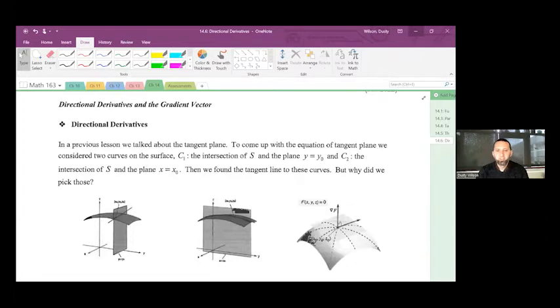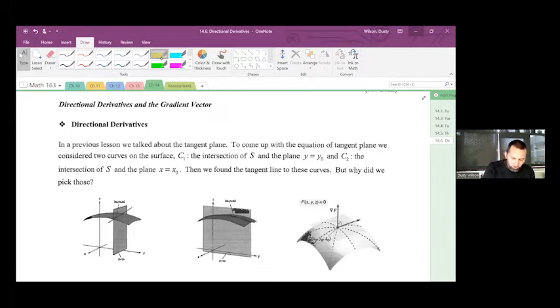Directional derivatives. In a previous lesson, we talked about the tangent plane. To come up with the equation of the tangent plane, we considered two curves on the surface, C1, the intersection of S and the plane y equals y naught, and C2, the intersection of S and the plane x equals x naught. Then we found the tangent line to these curves. But why did we pick these?